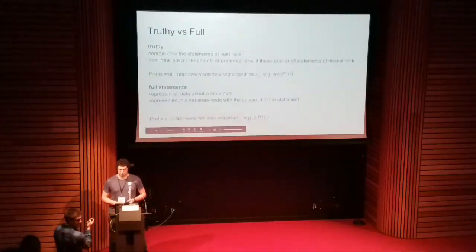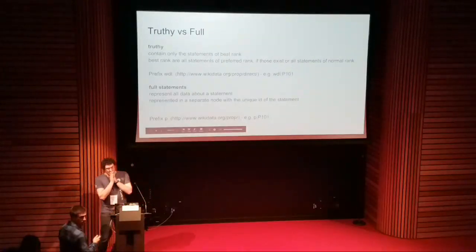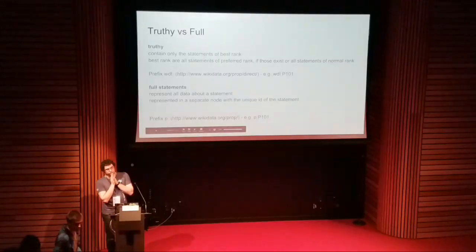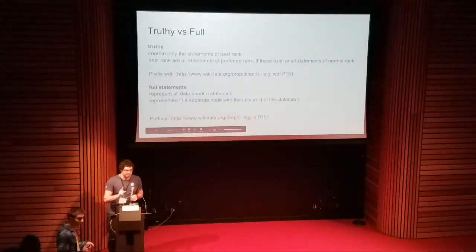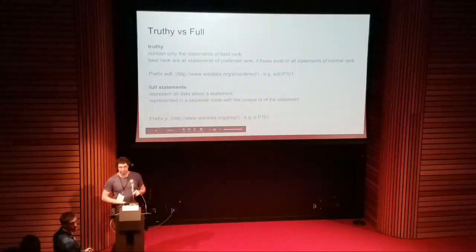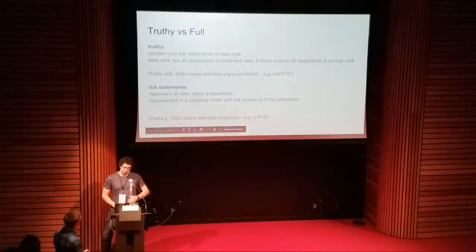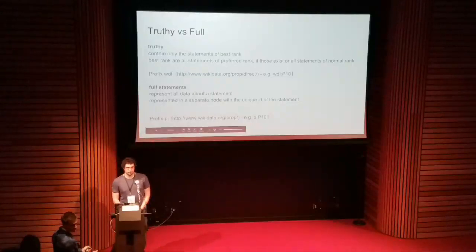Question. Yes. So I was under the impression that the WDT and the WD was the difference between P values and Q values. Yes, so yeah, sorry, I misspoke. It's not WD and WDT, it's WDT and P. So WD is for like an item. WDT is like a truthy property, and then P is the non-truthy property, like the full property.